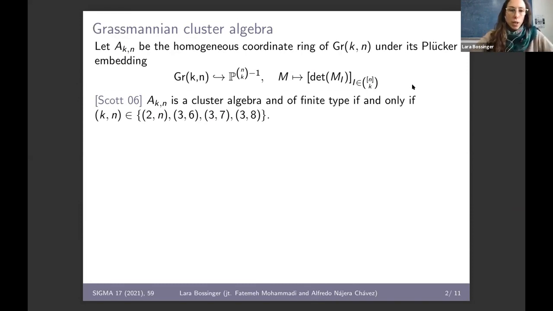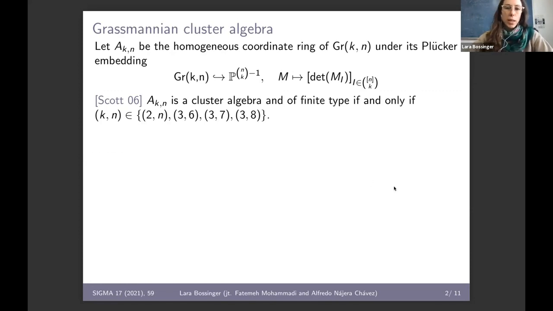So in 2006, Scott wrote a very nice paper about Grassmannian cluster algebras and showed that exactly this ring, A_{k,n}, the Plücker algebra, is a cluster algebra. And moreover, it is of finite type in the following cases. So if the tuple (k,n) of integers is one of those, (2,n), (3,6), (3,7), or (3,8), well, including (4,7) and (5,8) that are isomorphic to (3,7) and (3,8).